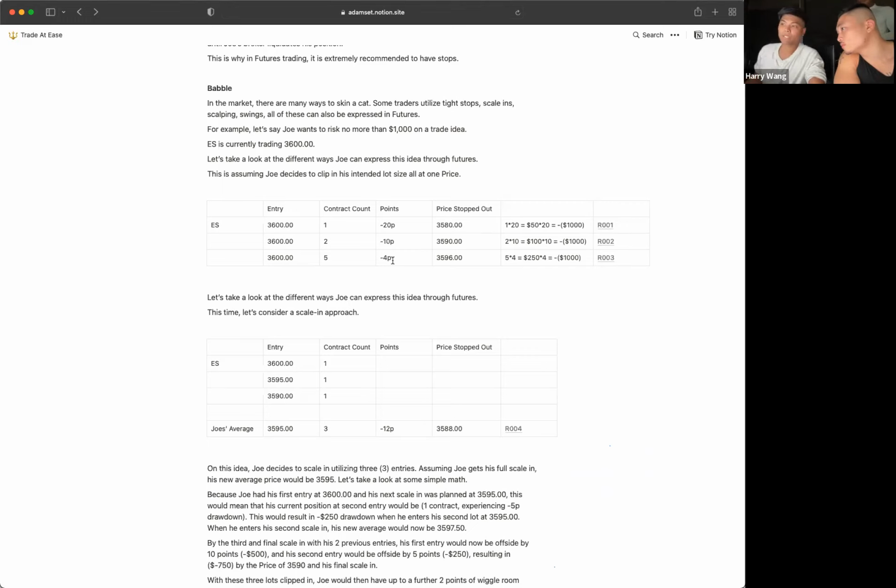Now, let's take a look at the different ways Joe can express this in futures. The first idea we said he clipped in all at one strike. This time, let's take a look at what it looks like if he were to scale in. So let's pretend that Joe wants to enter at 3,600, enter again at 3595, and enter again at 3590, all the while still respecting a $1,000 stop. Really quickly, assuming Joe gets his full clip in, his average would then be 3595. His contract count is now 3, and he would have a 12-point stop out from his average, resulting in 3588 to trade to stop him out.